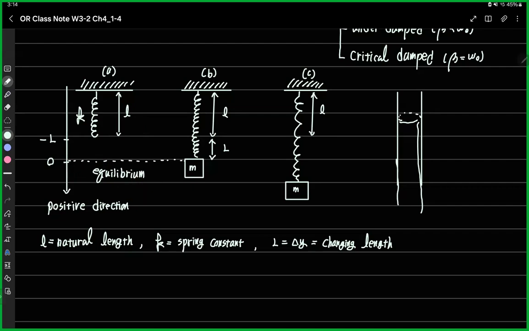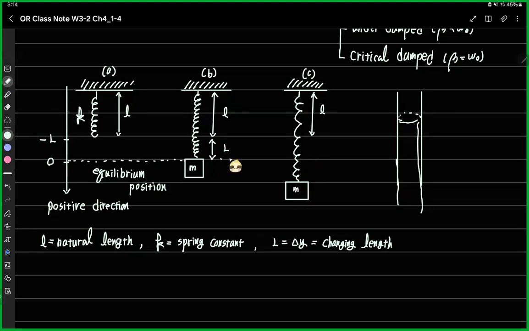I set this 0 to be the equilibrium position, which means that the spring force equals the gravitational force. There is no movement at all. And when we apply an external force, where you just pull the mass down or pull it up, the equilibrium position will be broken, so the mass will move up and down. That's case C.